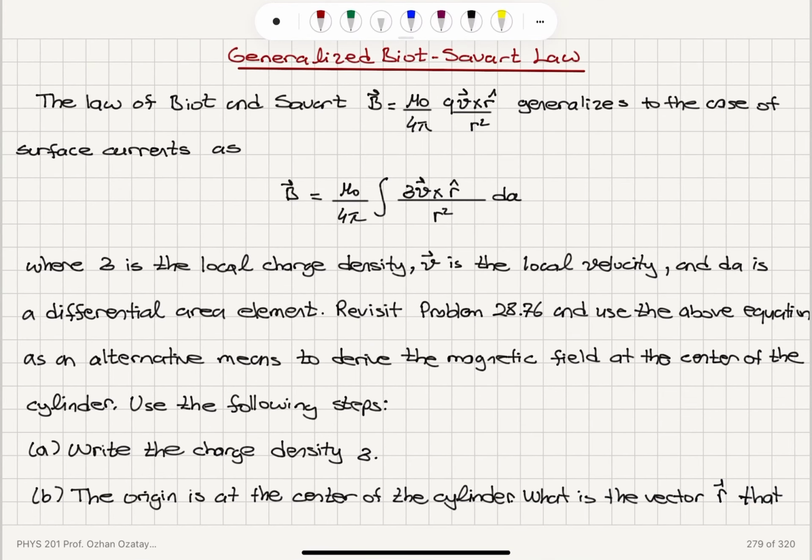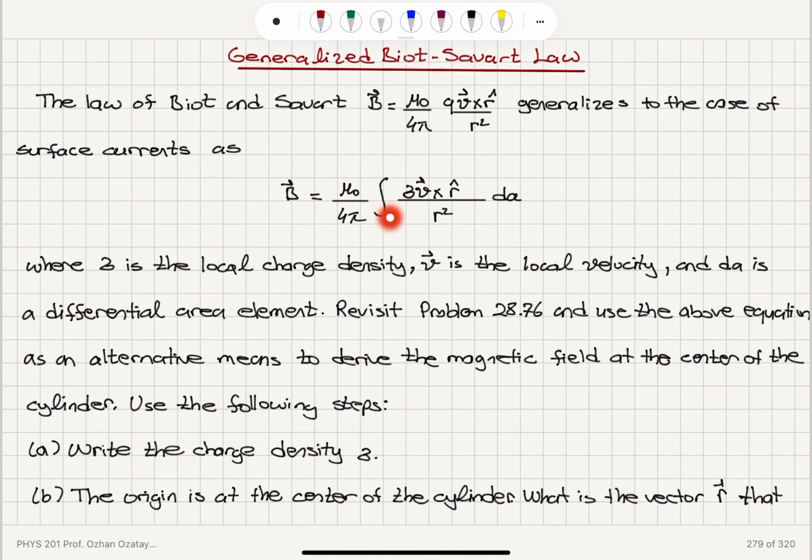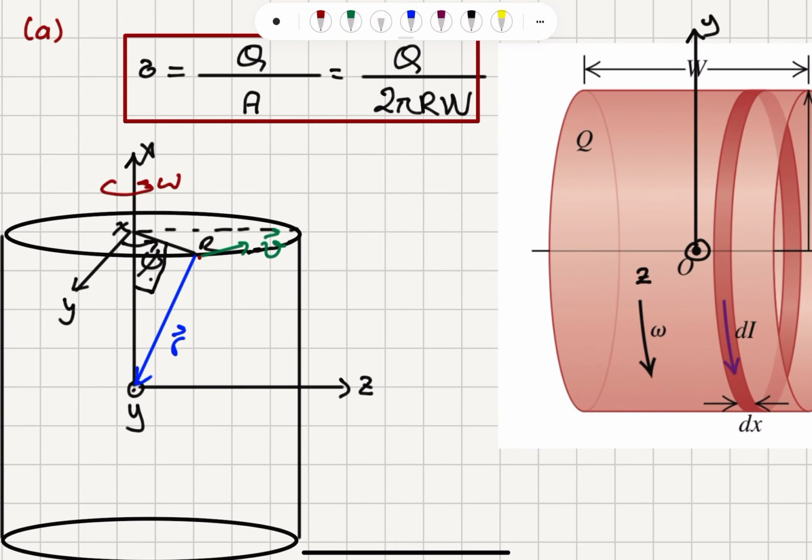Continuing our discussion of the generalized Biot-Savart law, first we've calculated the v cross r hat vector. That's what we have to calculate to get this integral. And in part E, an area element on the cylinder may be written as dA equals capital R dx d phi. Use this and the previously established information to write the generalized law of Biot-Savart as a double integral. Evaluate the integral to determine the magnetic field at the center of the cylinder and compare with the 28.76 result.